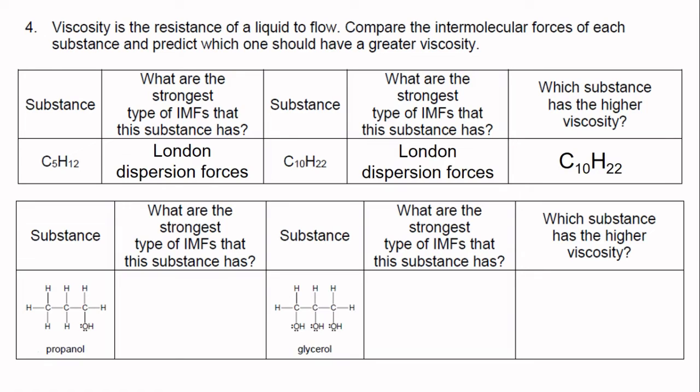So C10H22 has a larger electron cloud, is more polarizable, and would experience stronger London dispersion forces. C10H22 would have a higher viscosity.